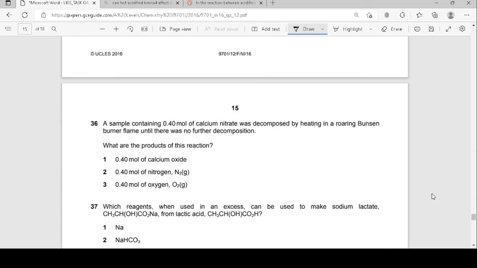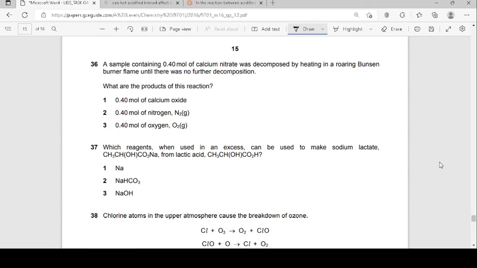So that's all right. Now, a sample containing 0.40 moles of calcium nitrate was decomposed by heating in a roaring Bunsen burner flame. I love the phrase, roaring Bunsen burner. Actually, there was no further decomposition. Until there was no further decomposition means complete decomposition, right? So that means all of your 0.40 moles of calcium nitrate were converted to the products of decomposition, which I'm going to write down here: CaO plus NO2 plus O2, and let's balance this out.